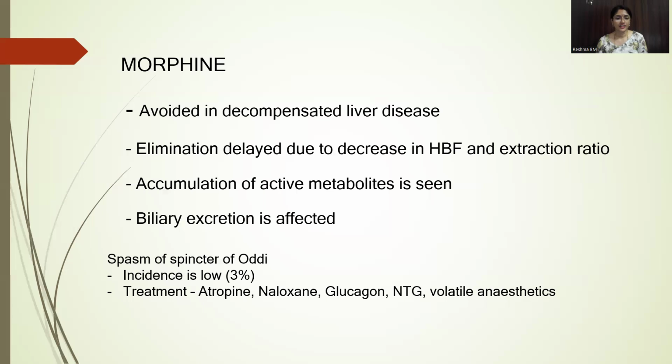Morphine is generally avoided in decompensated liver disease as its elimination is delayed because of reduced hepatic blood flow and extraction ratio. Accumulation of active metabolites can be seen. Biliary excretion is affected. These opioids may cause spasm of the sphincter of Oddi, but the incidence is low, approximately 3%, which can be treated with atropine, naloxone, glucagon, and nitroglycerin.